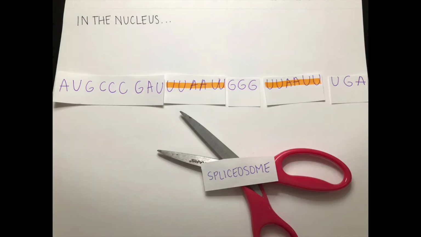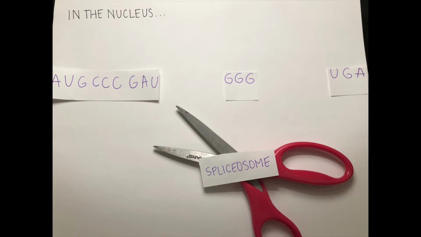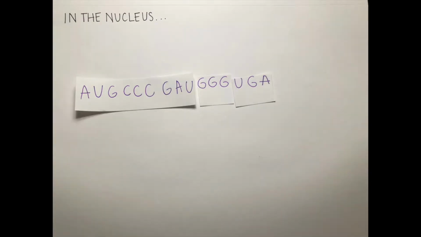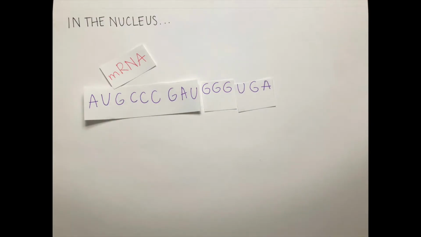Once we've cut the introns out, we are left with something called the exon. These are the coding segments of our mRNA. The exons get connected together, leaving us with a newly synthesized mRNA strand that is ready to leave the nucleus. Remember folks, everything that just occurred happened right here in the nucleus.